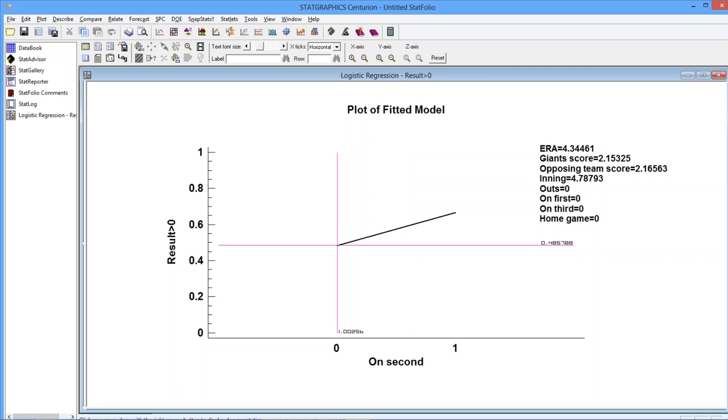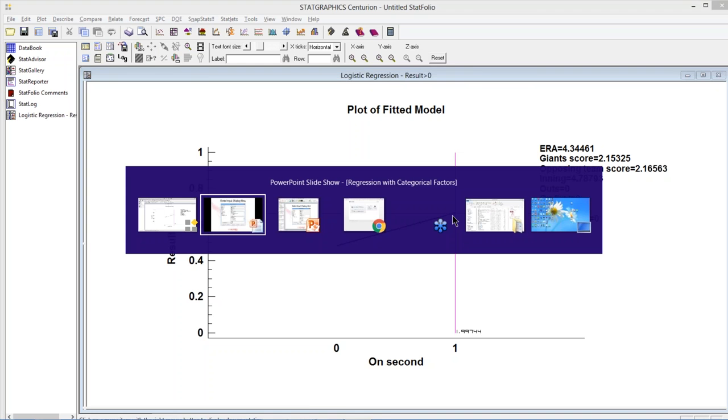If there's no one on second, there's about a 48.5% chance that Barry would get on base. If there is somebody on second, it's more like 66%. So it's fairly dramatic. There's a much larger chance that Barry gets on base if, in fact, there's a runner on second. Well, that's an example of a logistic regression.